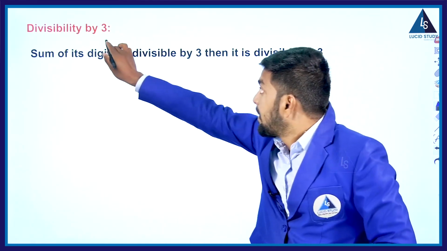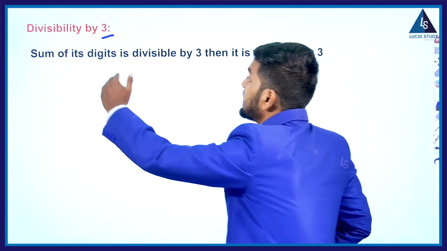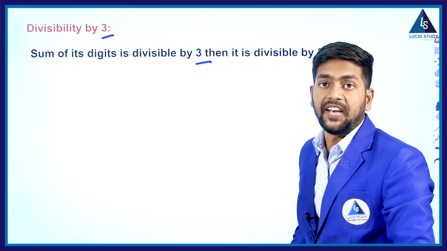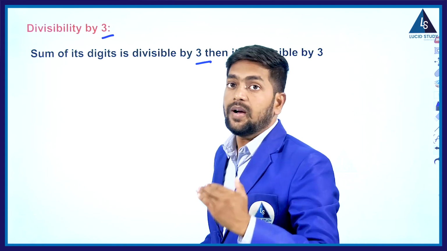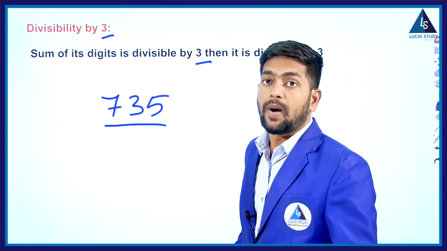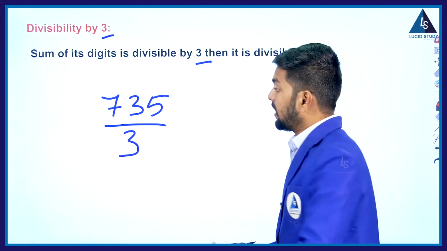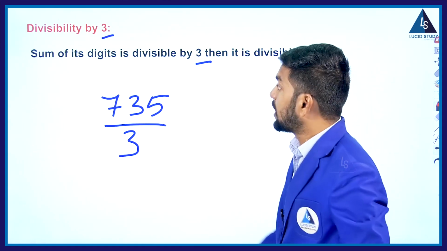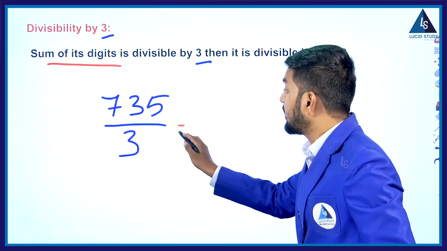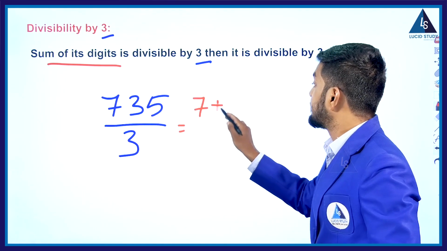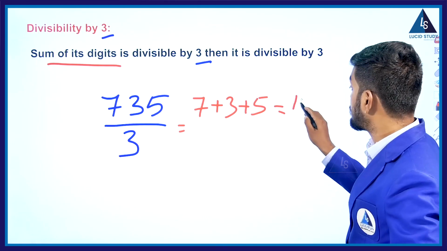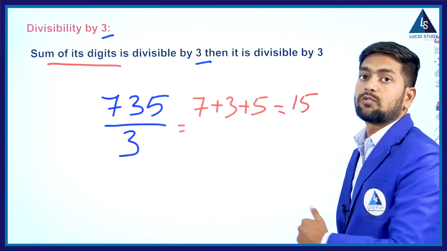Divisibility rule for 3: if the sum of its digits is divisible by 3, then the number is divisible by 3. We are taking the number 735. Is 735 divisible by 3 or not? We have to take the sum of these digits: 7 plus 3 plus 5 is equal to 15.